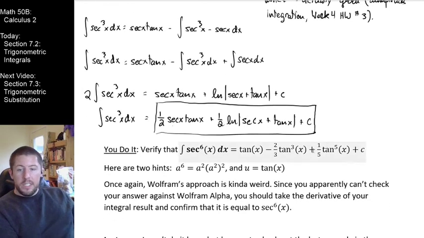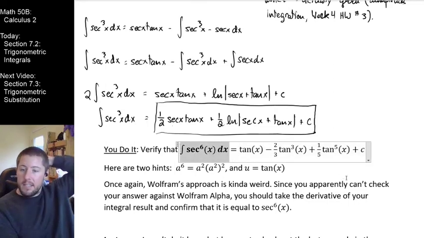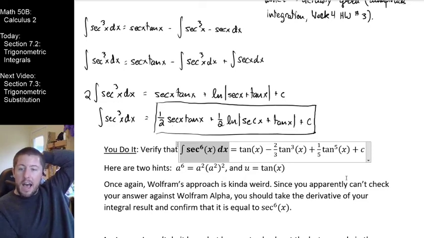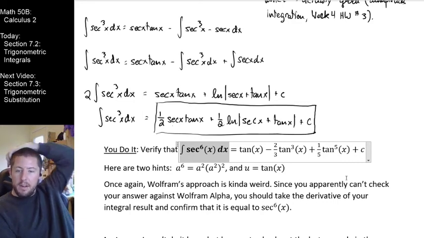So once again, I'm going to now ask you to stop the video if you're watching this after the fact and do another one for yourself right here. And you should attempt to do secant to the 6th. I've done secant to the 1st. I've done secant to the 3rd, which are both odd powers of secant. I am now asking you to do an even power of secant problem.